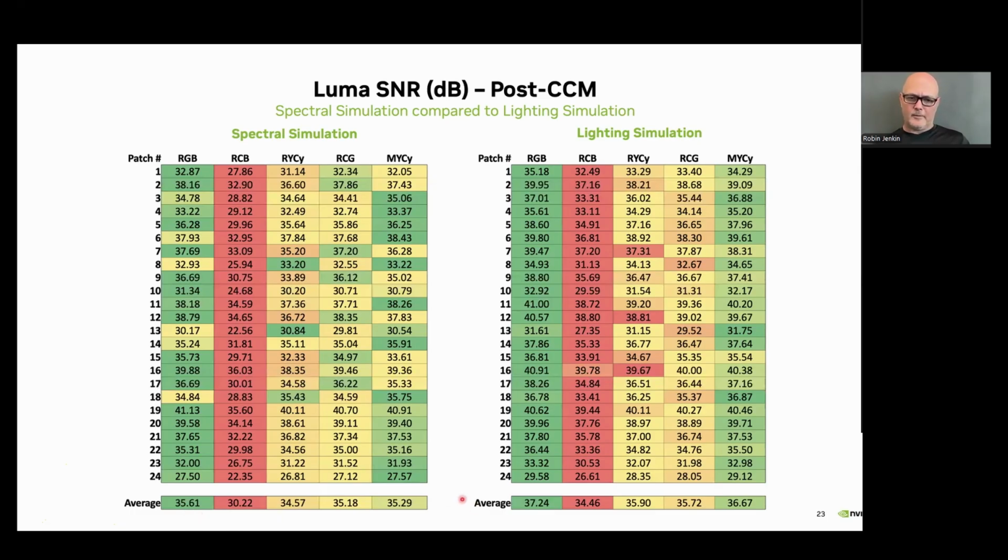And then happily, what we predicted would happen, our MYCY seems to be coming out just behind the RGB, and then RYCY and RCG somewhere in the middle as well. And again, it seems that the lighting simulation is matching the spectral simulation as well, which is pretty satisfying.